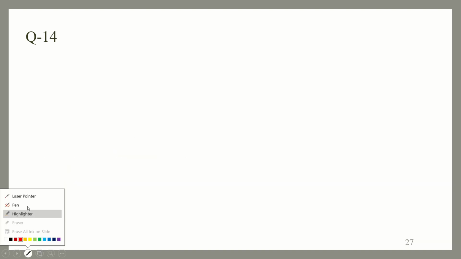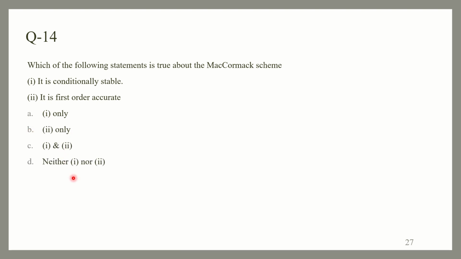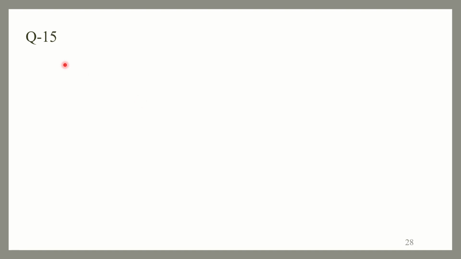In question 14, what is asked? Which of the following statements is true about the MacCormack scheme? 1: It is conditionally stable. 2: It is first order accurate. Options: 1 only, 2 only, 1 and 2, neither 1 nor 2. So the answer is option A, because both the MacCormack scheme and the Beam-Warming scheme are second order accurate. The only difference is that the MacCormack scheme is conditionally stable, whereas the Beam-Warming scheme was unconditionally stable. So for this question the answer is that it is conditionally stable. Now we go to question 15.